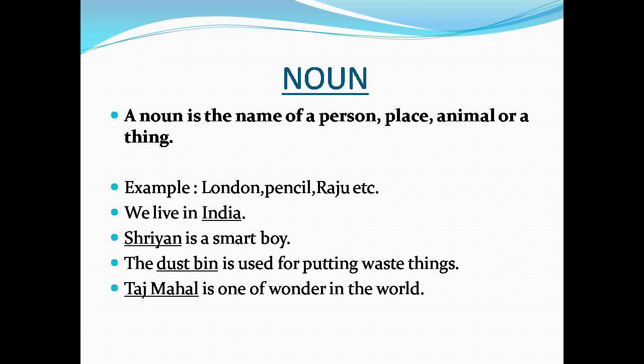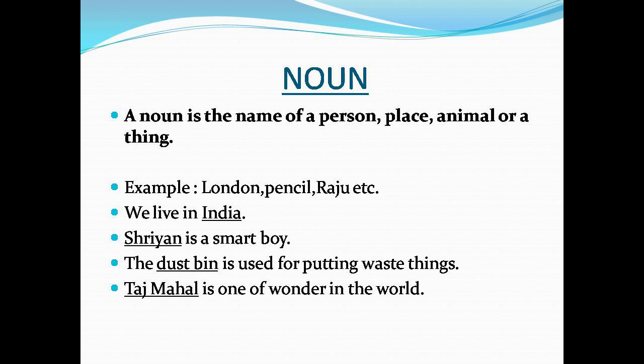When you use these simple words in a sentence, let me begin with the examples. We live in India. India is a noun here. Shriyan is a smart boy. Here is the name of a person, Shriyan. The previous example was the name of a country, our country. The dustbin is used for putting waste things. Here we are specifically pointing out the dustbin. Taj Mahal is one of the wonders in the world. So Taj Mahal is highlighted as a noun. You can think of some more examples.